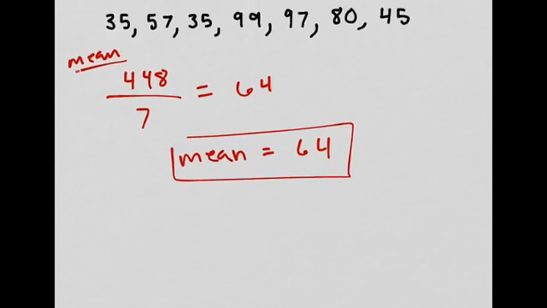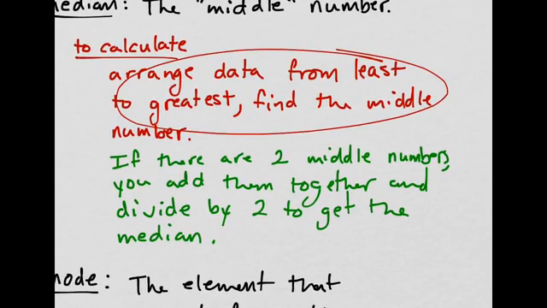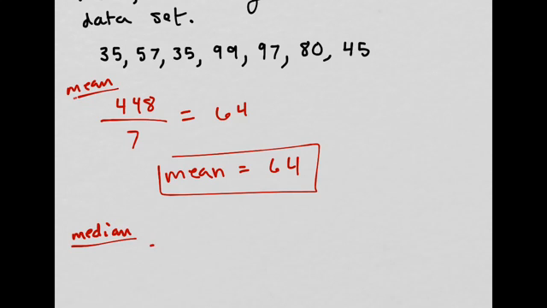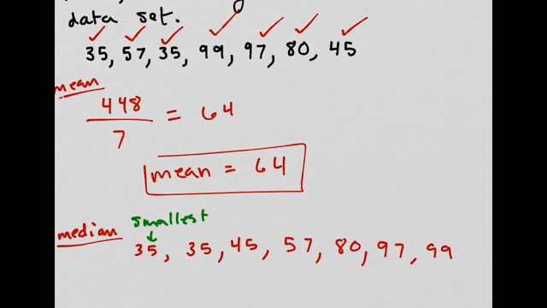Median. How do you do the median? On the median, you have to arrange the data from least to greatest and find the middle number. So I would say, what is the smallest? Looks like 35. That is the smallest. And then I have a 35 again, so I put a check mark. And then a 35 again. Check. And then what's the next smallest? I think 45. You check. And then 57. I just make it least to greatest. 57, I check off. 80, 97, check, 99. I checked them off because now I know I got them all, so I didn't miss any. So 99 is the biggest.